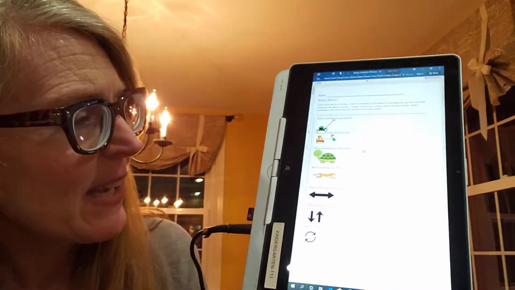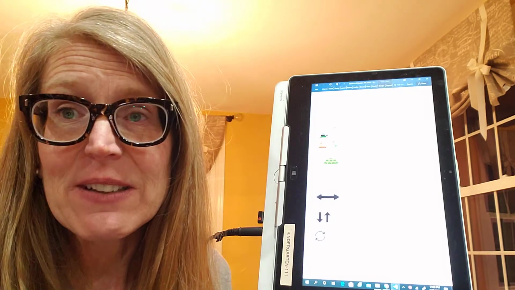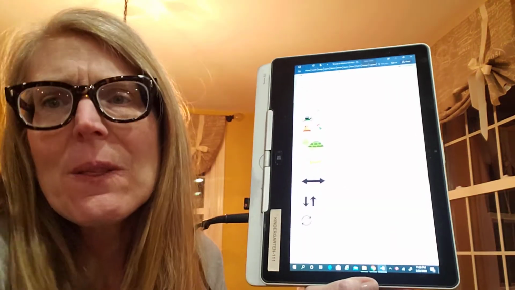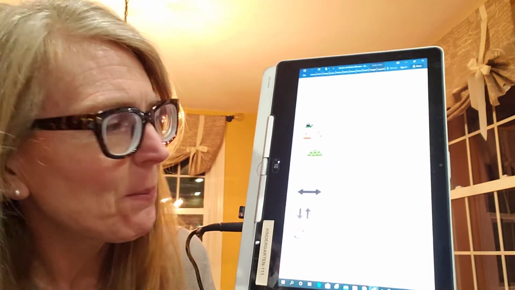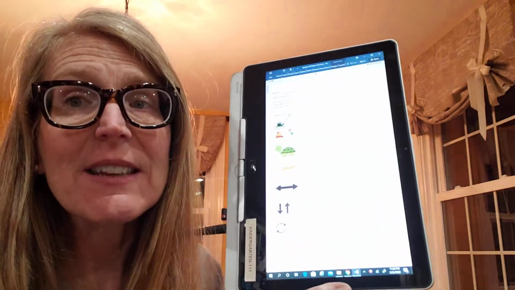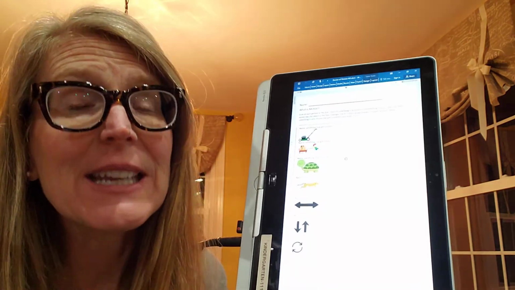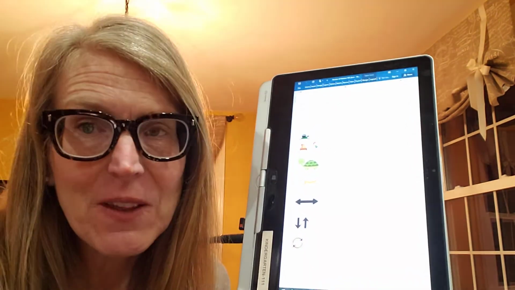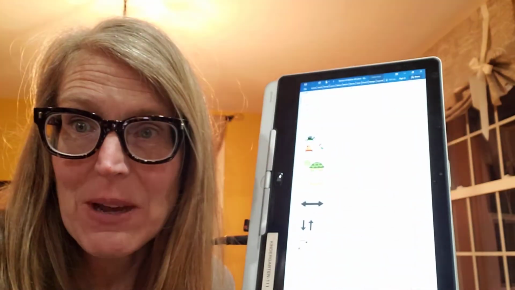That's the direction. This one is name something or find something in your house that goes up and down. And again, if you can't find something in your house that goes up and down, then think of something that you've seen before that goes up and down, and you're going to draw a picture of it right there. And the last one is name something that goes around and around. See if you can find something in your house that goes around and around. And again, if you can't find something that goes around and around in your house, you can go ahead and draw something else in that box, okay?